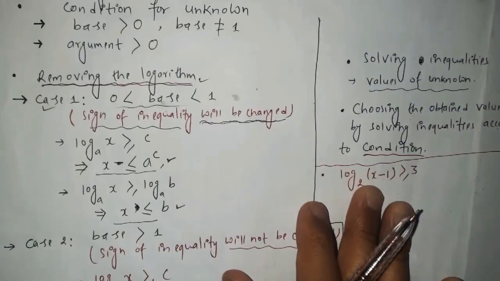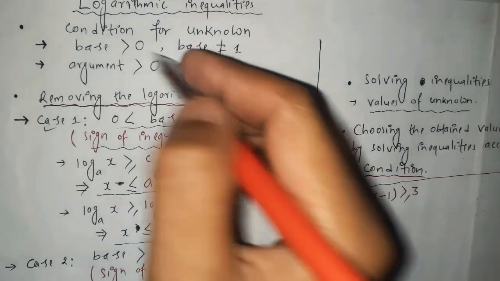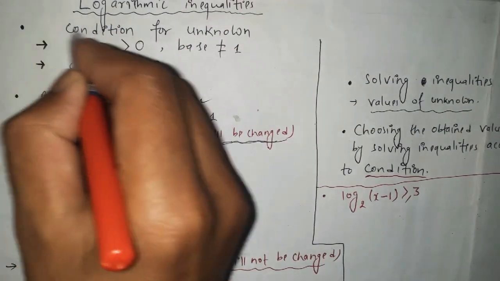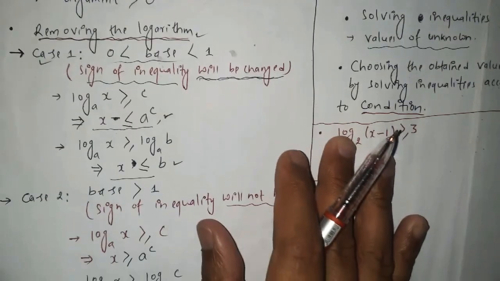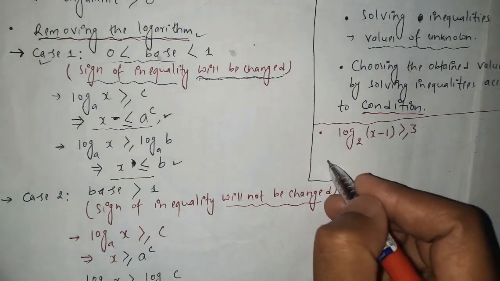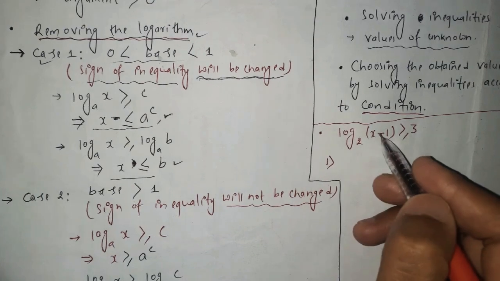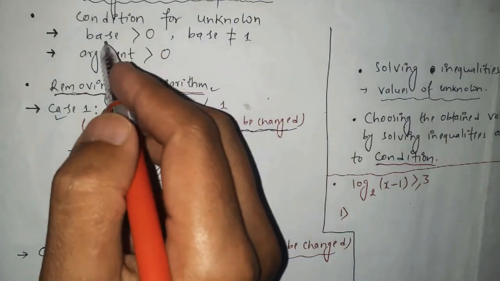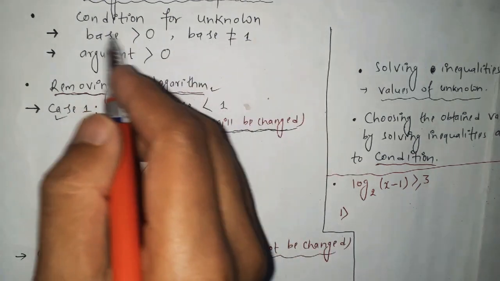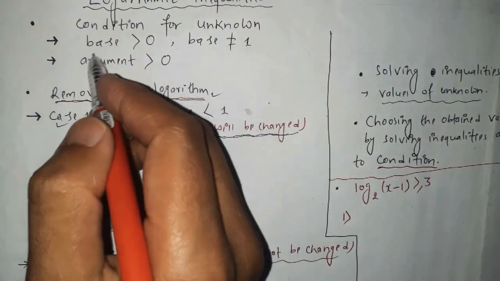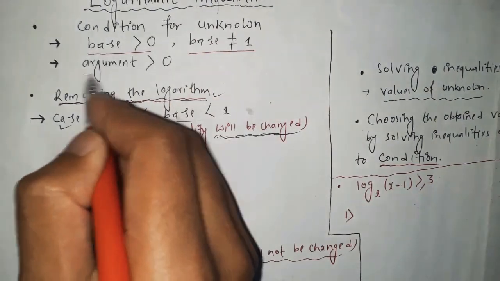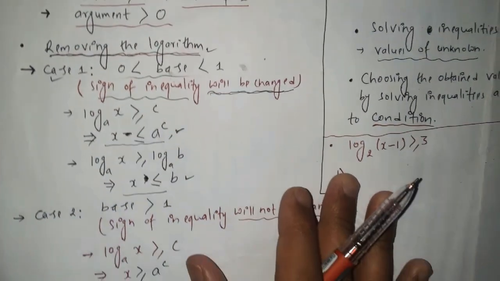So the first step is finding the conditions for the unknown. Here the unknown is x. The conditions for calculating the unknown are: the base should always be positive, it should not be 1, and the argument should always be positive.